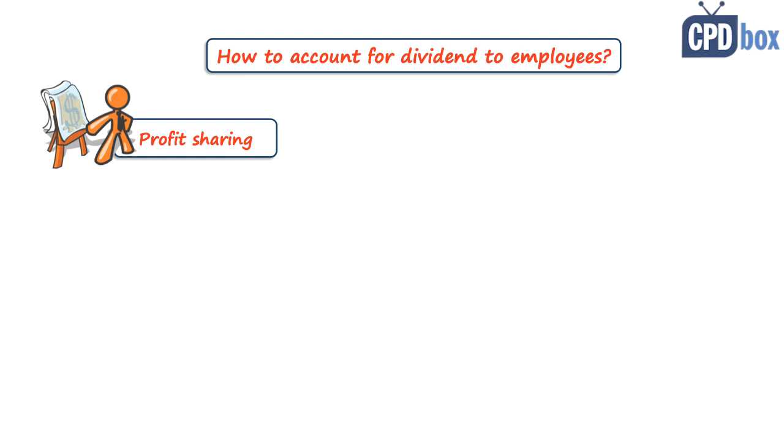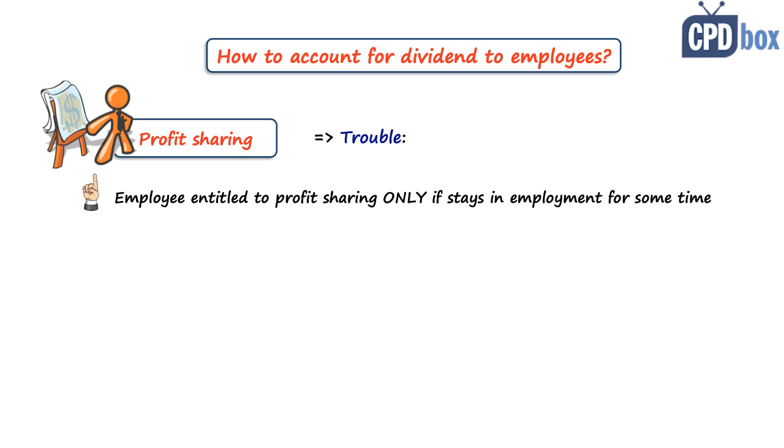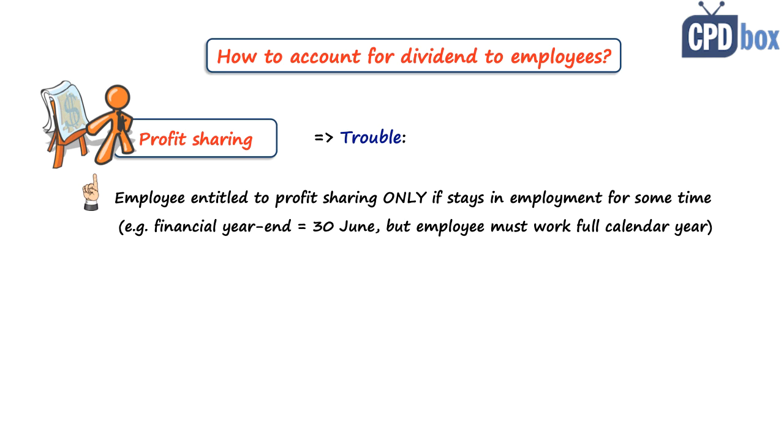Here I'd like to point out one trouble I see with the profit sharing. Some employment contracts say that the employee is entitled to profit sharing only if he or she stays with the company for some time after the end of the relevant year. So let's say that the financial year end is on 30th June, but the employees will get the profit share only if they stay for the full calendar year.